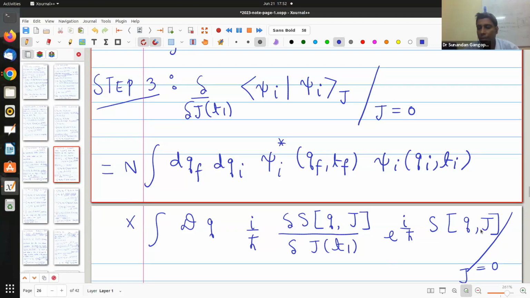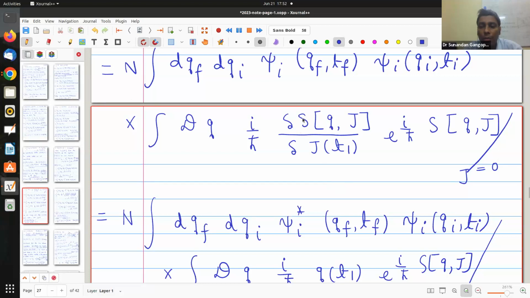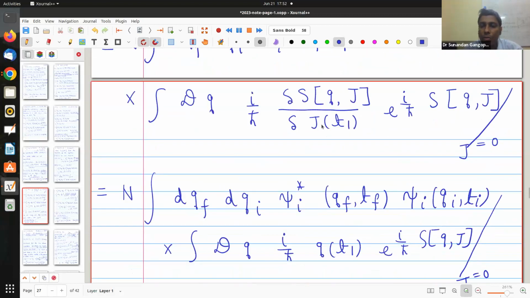So you just differentiate it in the usual way, but there are some subtleties that I shall talk about later. So you get this expression, and now the task that remains is to evaluate this particular object. And S[q, j], you already know what it is. S[q, j] is basically S naught at q plus the integral from time ti to tf of j(t) q(t) dt. So the integral of j(t) q(t) dt is basically a functional of j. So you are differentiating that functional with respect to the external source j at time t1, and if you do that, it will basically give you a factor of q(t1). Basically, what I am saying is that the result of this particular thing is nothing but q at t1.